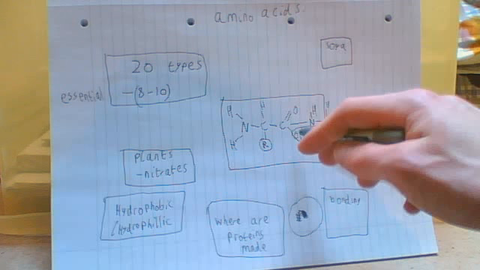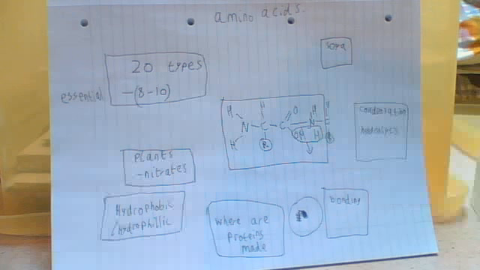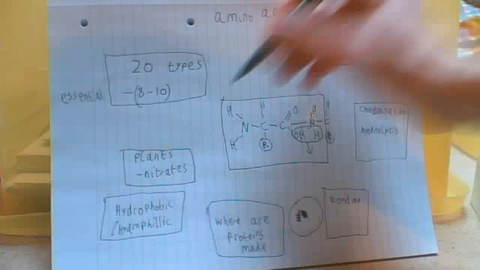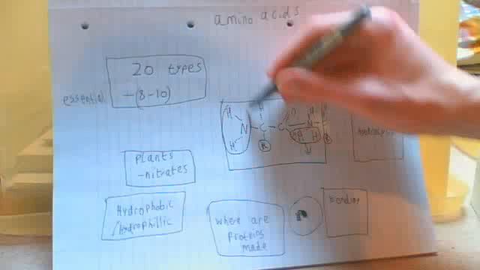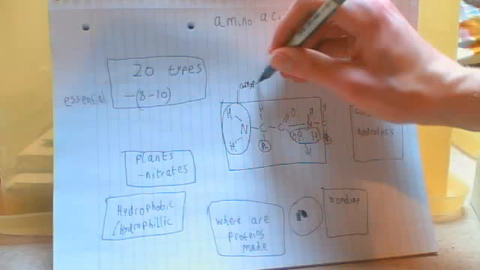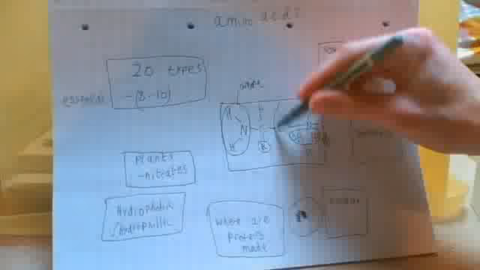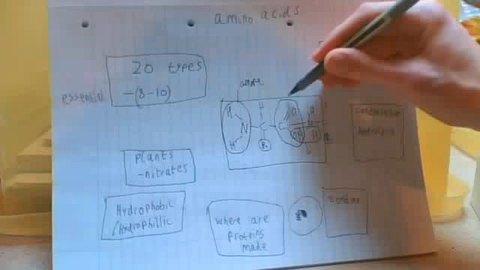As you can see here, I've drawn the structure of it, but these three components, these three individual bits, actually have their own specific names. You have this bit here, which is called the amine group, sometimes referred to as the amino group. It doesn't really matter, but the point is that's the amine or amino group, and this is the acid group.